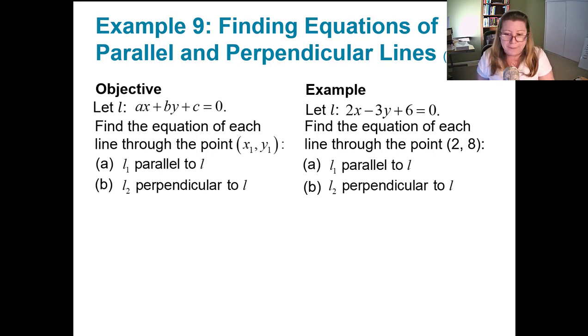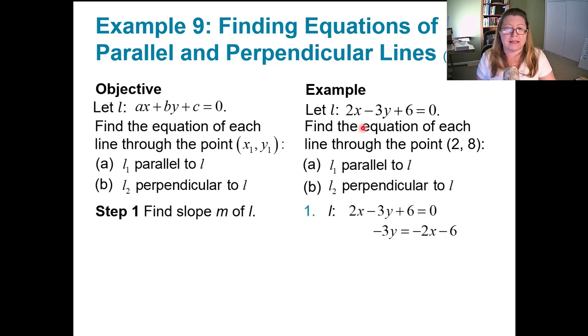Well, what I think is if I can get this line, 2x minus 3y plus 6 equals 0, into slope-intercept form, I will be given the slope. So I've got to manipulate this to solve for y. Once we do that, we find the slope of our original line is 2/3.